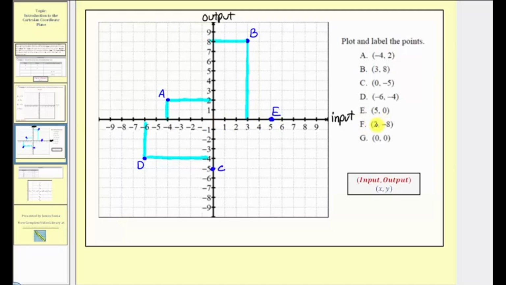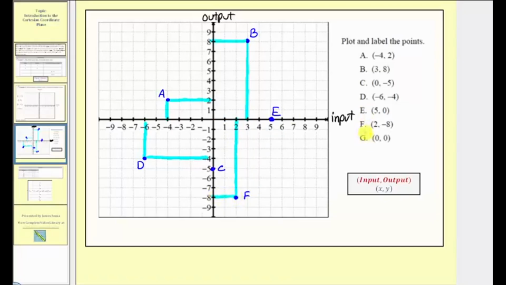Point F, we have the ordered pair 2, -8. So we have an input of +2 and output of -8. So because the input is +2 from the origin, we move right 2 units to the input of +2. Because the output is -8, we move down 8 units to an output of -8. This would be the location of point F. Once again, notice point F has an input of 2 and an output of -8.